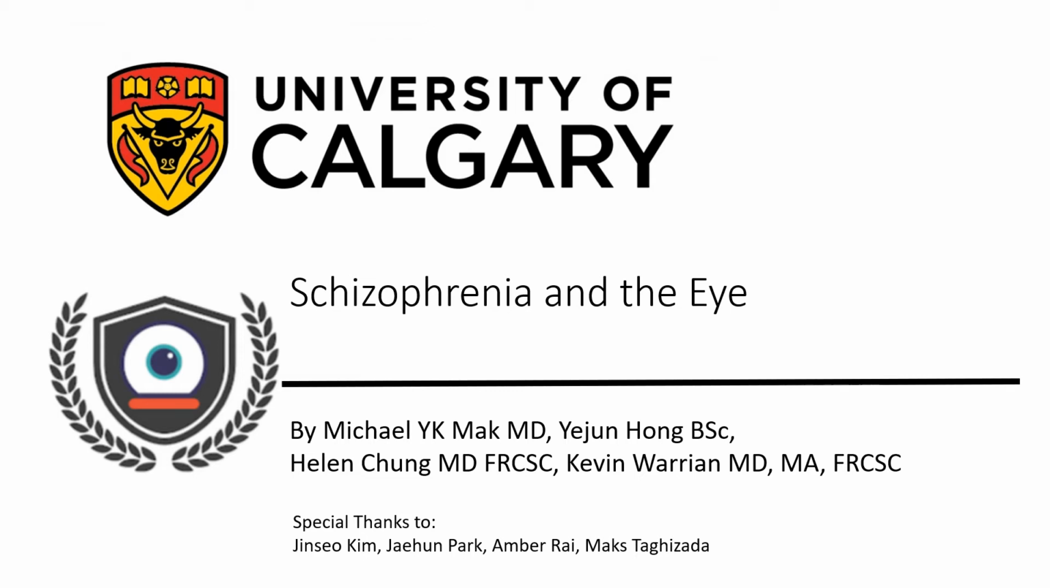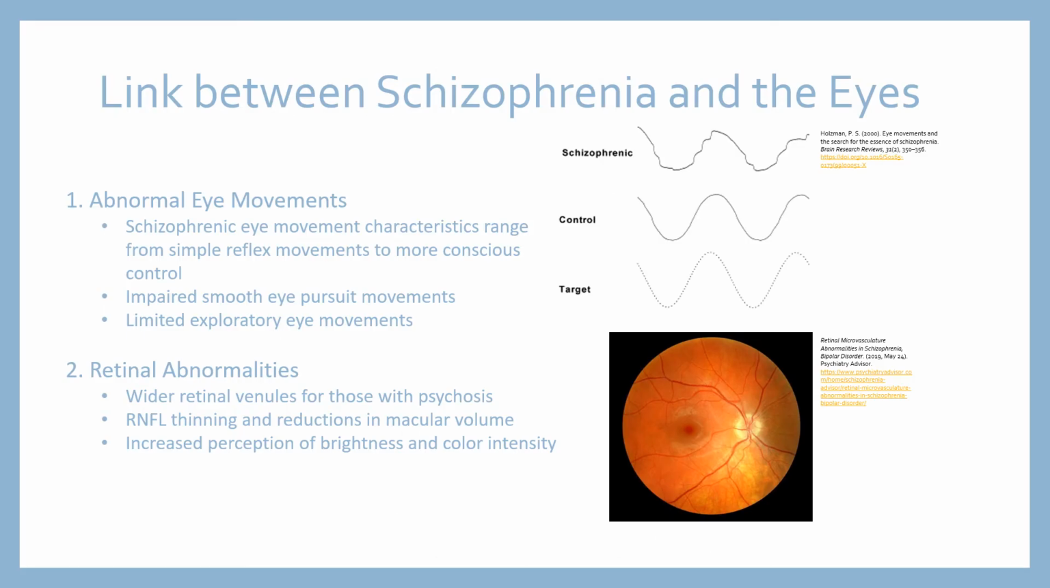My name is Yejun, a second-year medical student at the University of Calgary. Our team here will present to you today the ophthalmic changes in schizophrenia as a link between ophthalmology and psychiatry. The two links between schizophrenia and the eyes that will be explored in this presentation are, first, the abnormal eye movements, and second, the retinal abnormalities, also known as retinopathies.